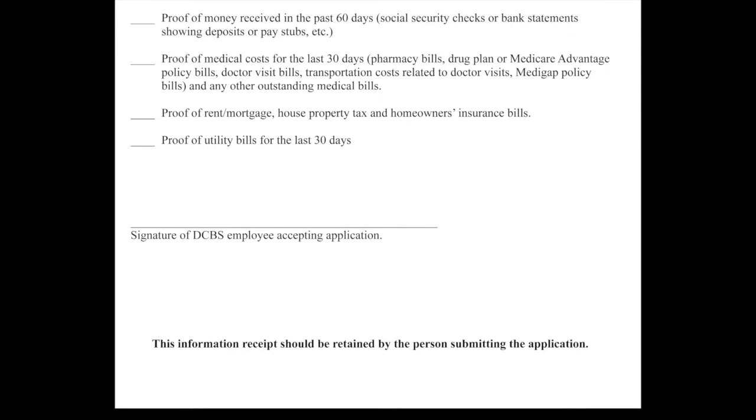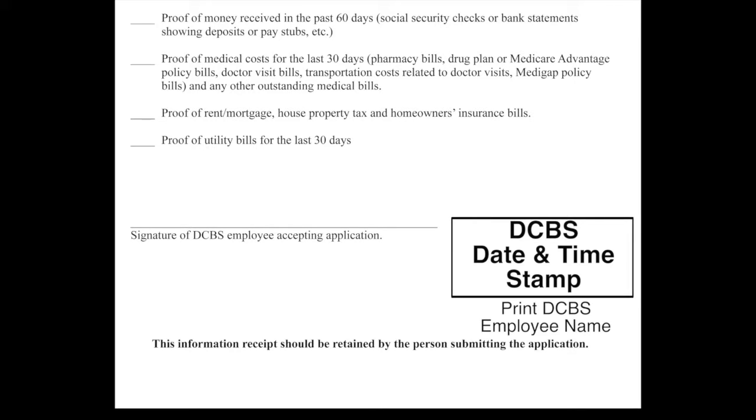If the DCBS employee refuses to sign the receipt, the client should ask that they date stamp the document. The client should obtain the employee's name and make note of it on the receipt.